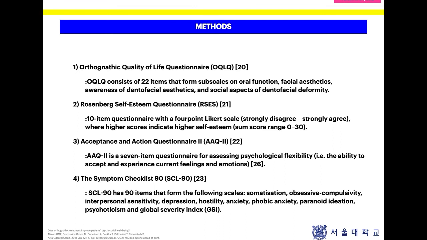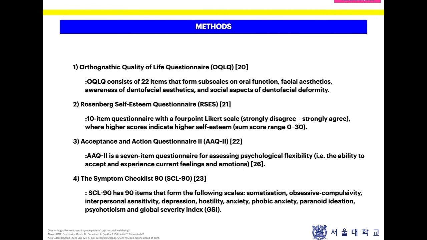The Orthognathic Quality of Life Questionnaire, OQLQ, consists of 22 items that form the subscales of oral function, facial aesthetic, awareness of the dental-facial aesthetic, and social aspect of the dental-facial deformity. The Rosenberg Self-Esteem Questionnaire, RSES, has 10 items with a 4-point Likert scale, where a higher score indicates higher self-esteem. The AAQ2 is a 7-item questionnaire for assessing psychological flexibility.